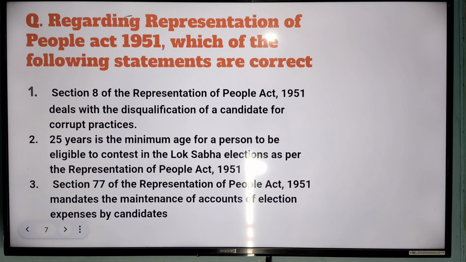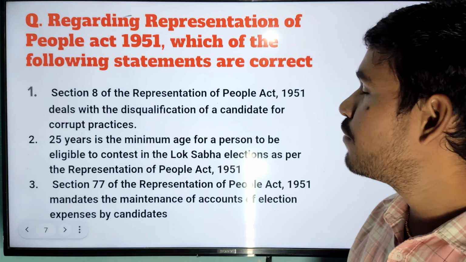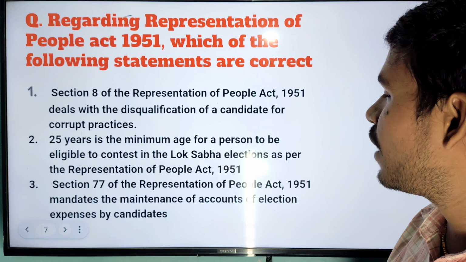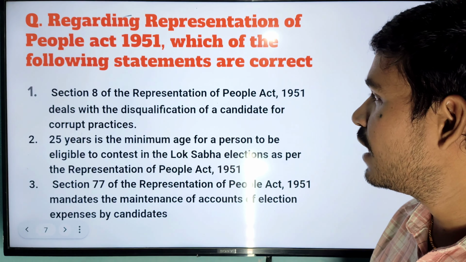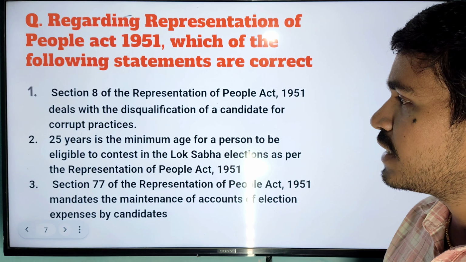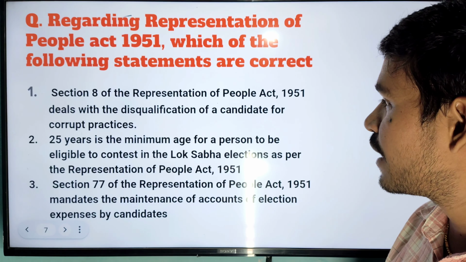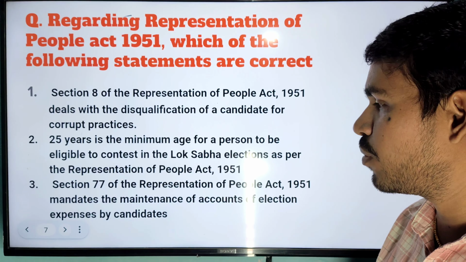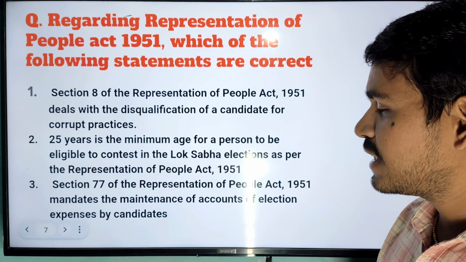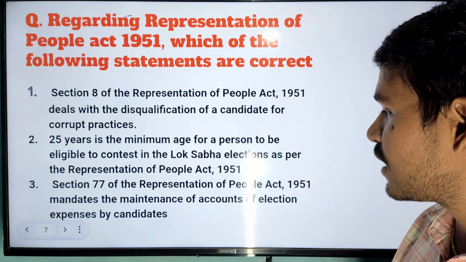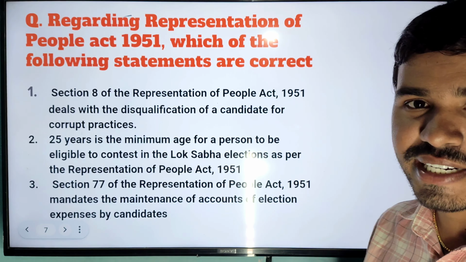Now consider the next question. Regarding the Representation of the People Act 1951, which of the following statements are correct? First statement: Section 8 of the Representation of the People Act 1951 deals with the disqualification of a candidate for corrupt practices. Second statement: 25 years is the minimum age for a person to be eligible to contest the Lok Sabha elections as per the Representation of the People Act 1951. Third statement: Section 77 of the Representation of the People Act 1951 mandates the maintenance of accounts of election expenses by a candidate.